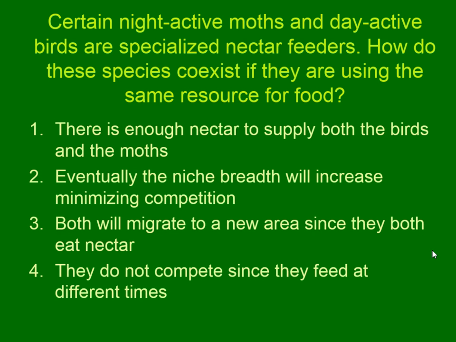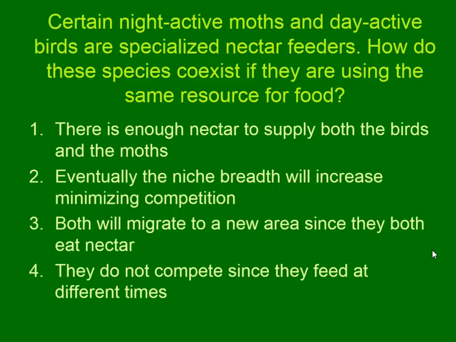So, here's your first question. Certain night-active moths and day-active birds are specialized nectar feeders. How do these species coexist if they're using the same resource for food? There's enough nectar to supply both the birds and the moths. Eventually, the niche breadth will increase, minimizing competition. Both will migrate to a new area since they both eat nectar, or they don't compete since they feed at different times.